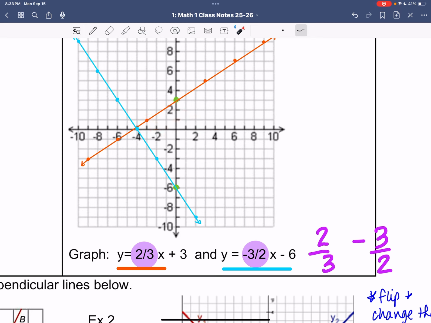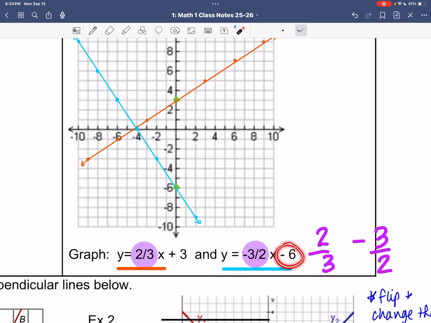Now, if you notice here, look at this. If you flip 2/3, you're going to get 3/2. Now this is positive, so we're going to make it a negative. So you flip it, and then you're going to change the sign. So in this case, this is flipped, and it's negative.